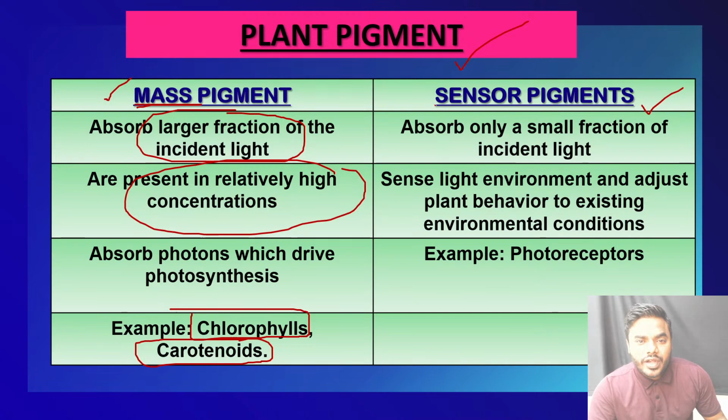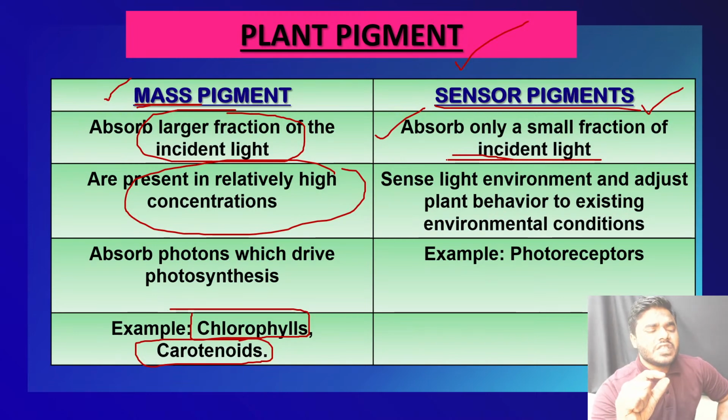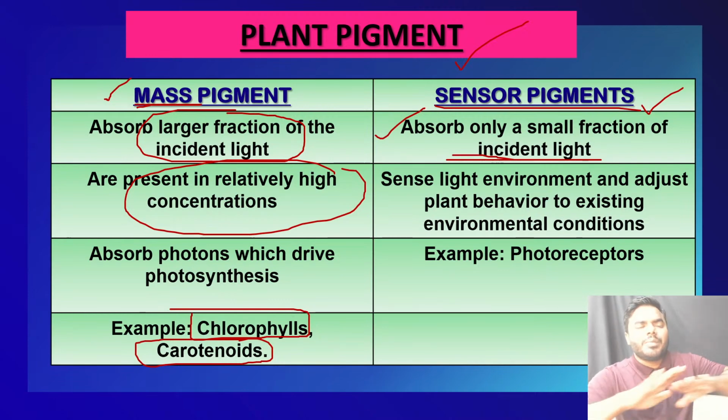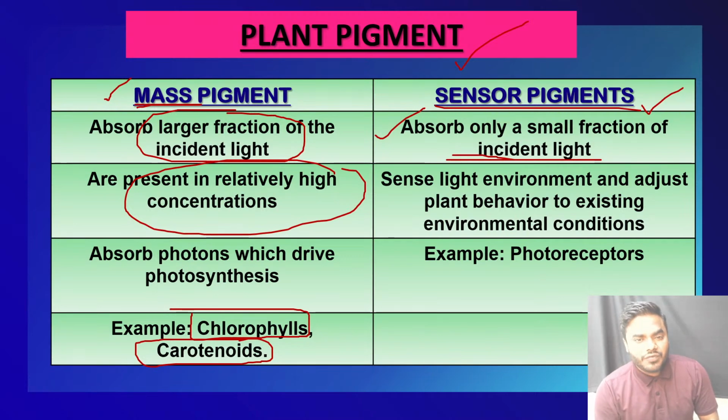Now friends, when you look into the sensor pigments, what you have to read is that they absorb only a small fraction of incident light. A very small fraction of incident light they absorb. And friends, they are not at all present in high concentration. When compared to the mass pigments, their concentration is extremely low, very low, right? And what are the best examples?